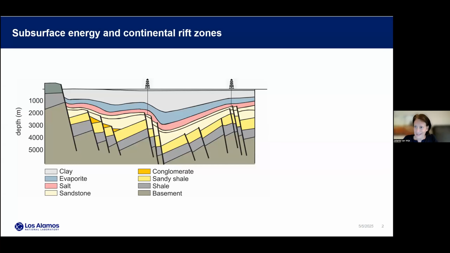So what I'm showing here is a vertical cross-section through a continental rift zone, and this is just an imaginary rift. And I'm going to use this to explain some of the points that I'm going to make today. So from the bottom to the top here, depth to the surface, what we see is a basement. On top of that, we find a shale and a sandy shale in the yellow, a little bit of conglomerate towards the left here, a sandstone in pale yellow, a salt and evaporite layer in the pink and the light blue, and then a clay layer on top.